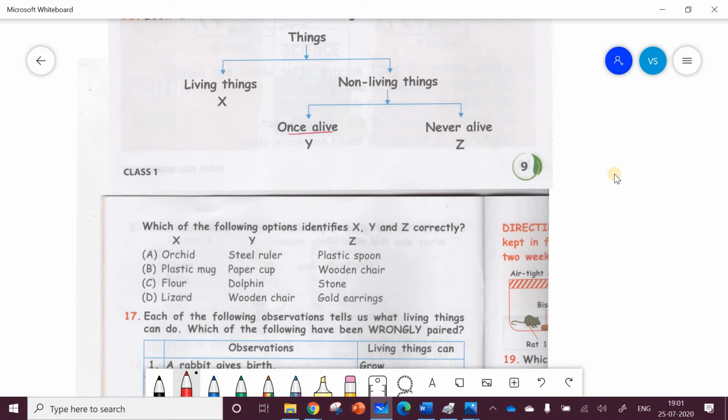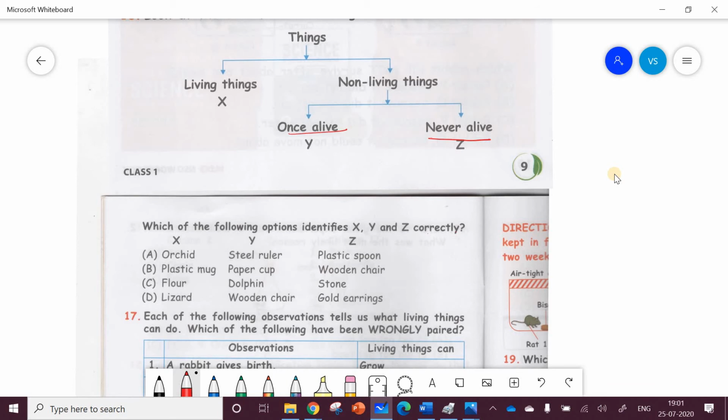Okay. Now, once alive and never alive. I guess what they mean here is man-made and natural things. I think that is what they are trying to say, but we will look into it through the questions. It is not necessary that it is like that. Once alive and never alive does not mean that.